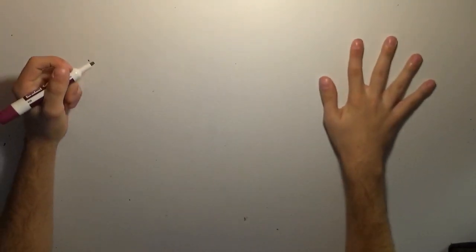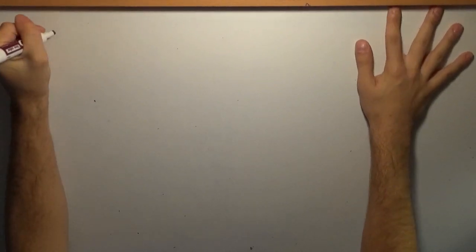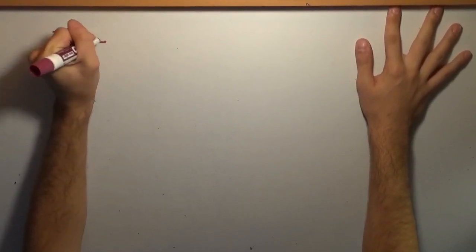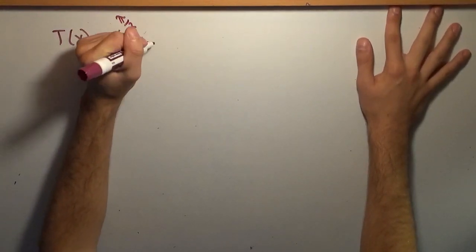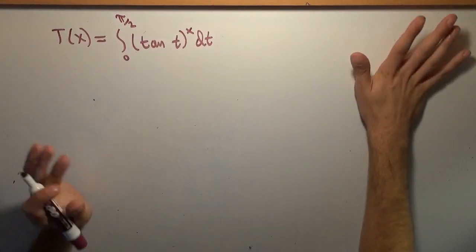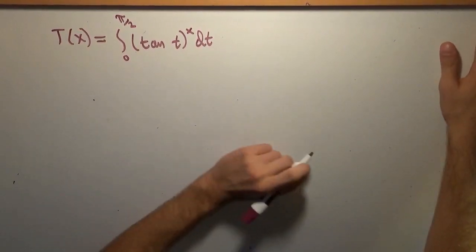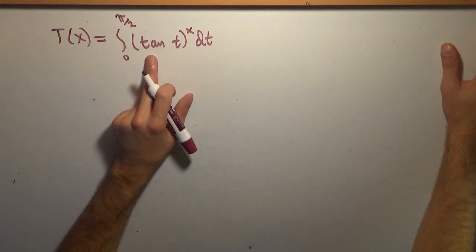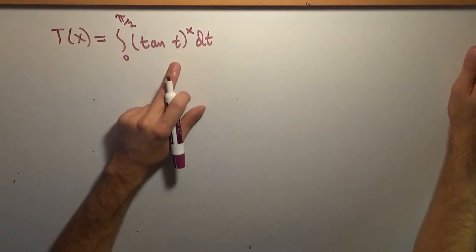New color time. So we're going to actually finally prove what capital T of x is equal to. Consider, oops, not I, capital T of x is equal to the integral from 0 to pi over 2 of tangent of t to the power x dt. What I'm going to do, which may seem a little odd, is manipulate this a little bit and rewrite this. We know that the tangent of t is equal to sine of t divided by cosine of t, right? So I can rewrite this in that way.